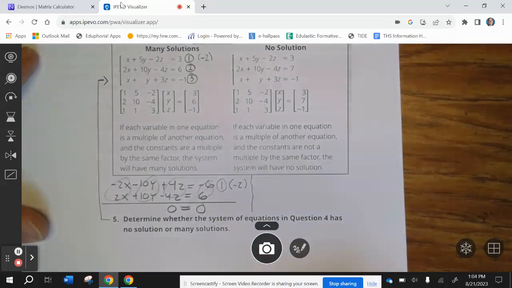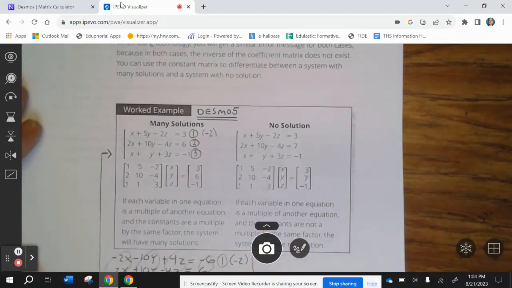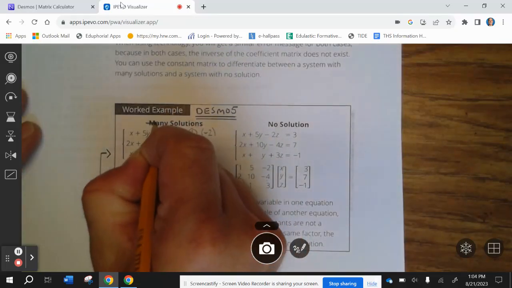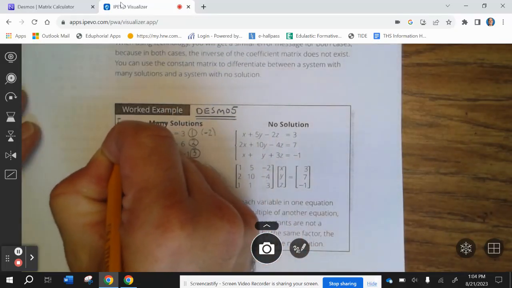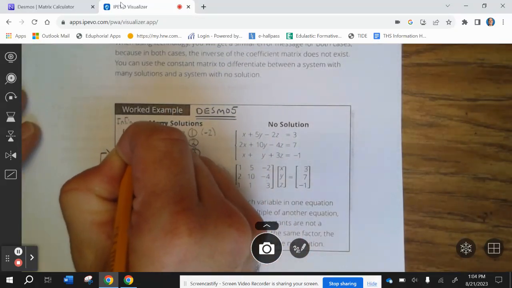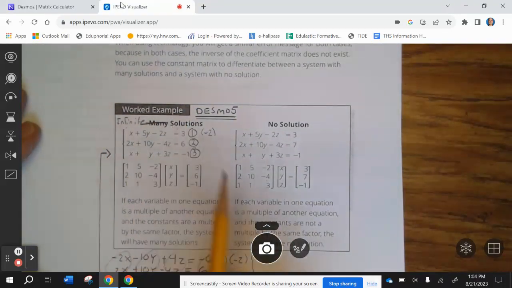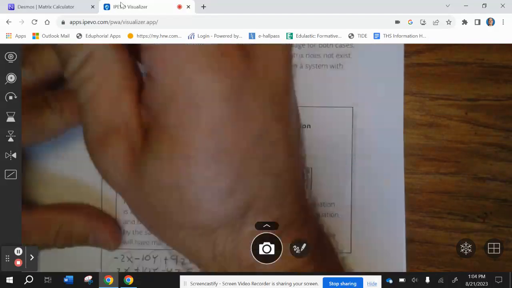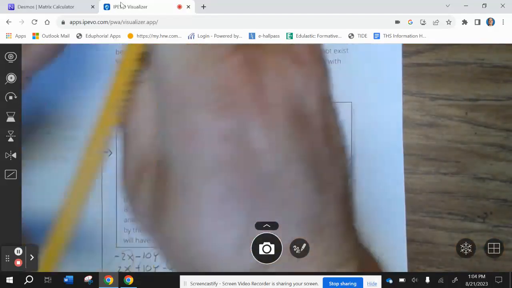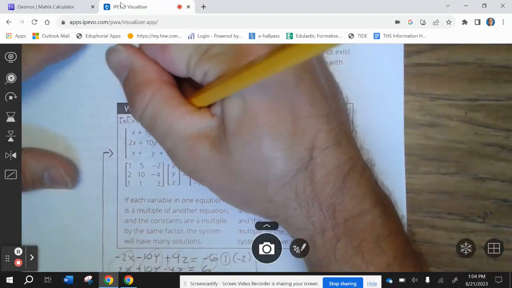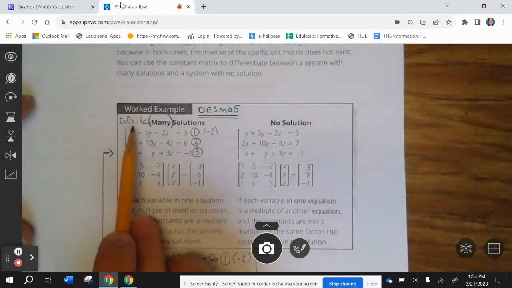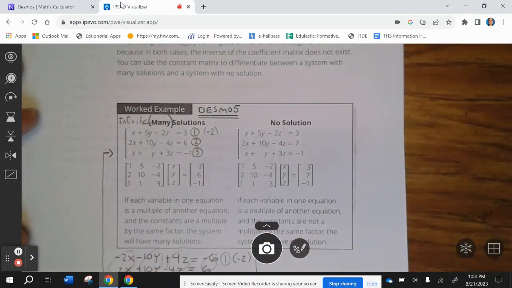0. So when all the variables are eliminated and you're left with a true statement, we say that's many. And actually, let's use the correct term, infinite. We say that that's infinite solutions. I guess many is another way to say infinite. So it's infinite solutions.